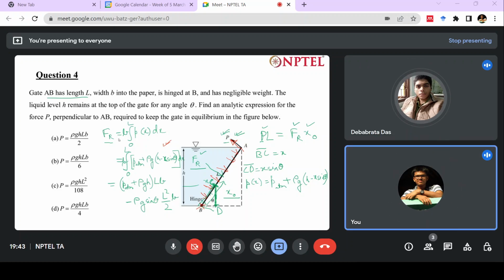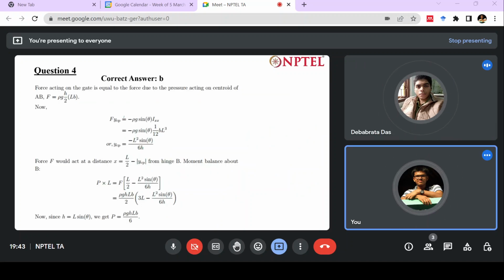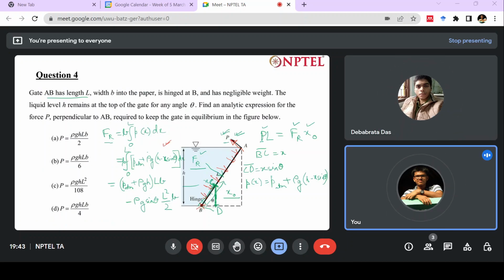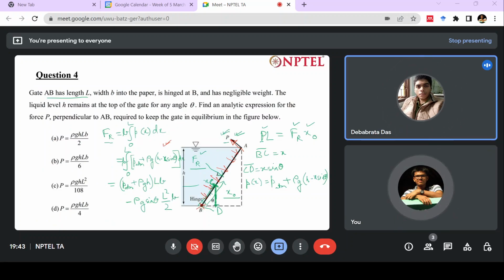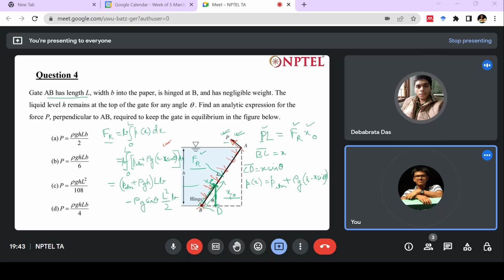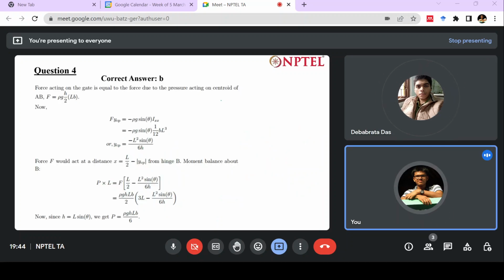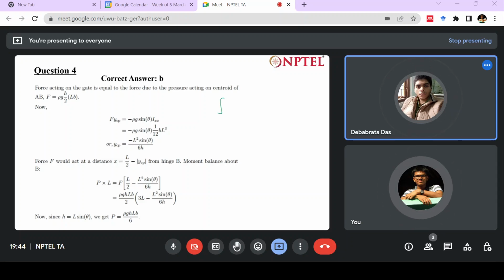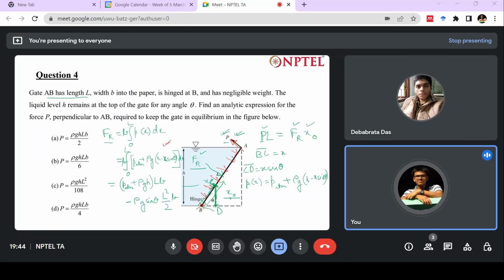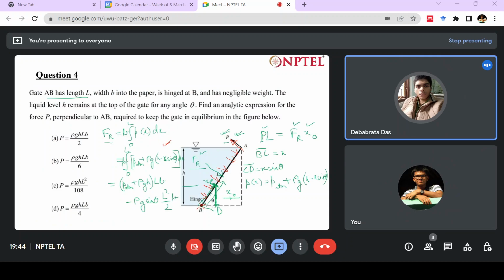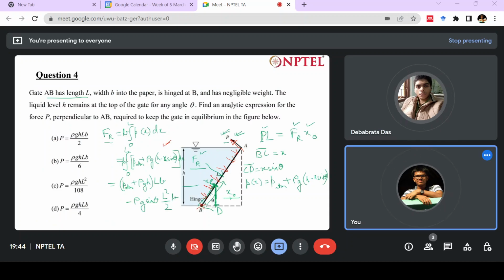I will move to the next. They have solved it in another way, and we will see how they have done it as well. But let's finish the way we were doing. Now we have to find x0. For x0, we will do a moment balance.